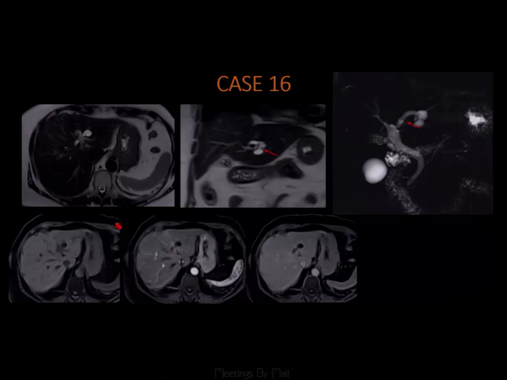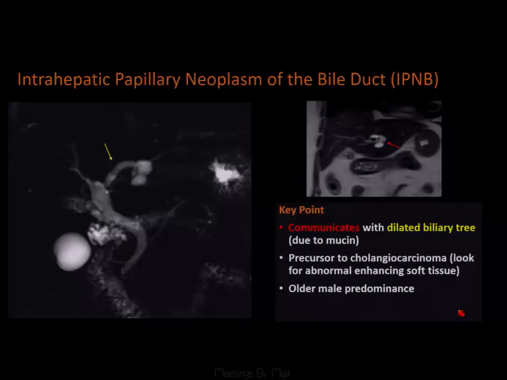All right, last case here, we have a T2 hyperintense lesion. It appears to be communicating with the bile duct, which is dilated downstream. There is no enhancement, and this is a case of an IPNB. These are a precursor to cholangiocarcinoma, so you want to look for enhancing soft tissue, and it has an older male predominance.